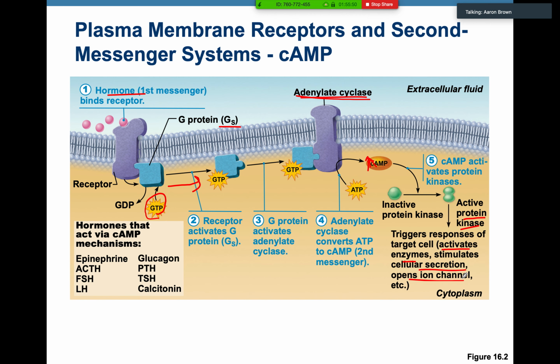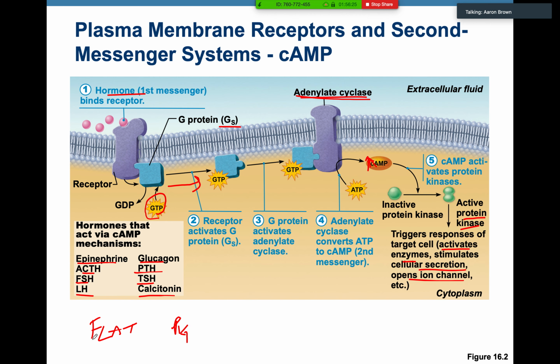So what types of hormones work via cAMP? So epinephrine is a classic one. So our beta receptors work through cAMP. And so a lot of our hormones. So ACTH, FSH, luteinizing hormone, glucagon, PTH, TSH, and calcitonin. Okay, and so the mnemonic for this one is FLAT PIG, FLAT PIG.